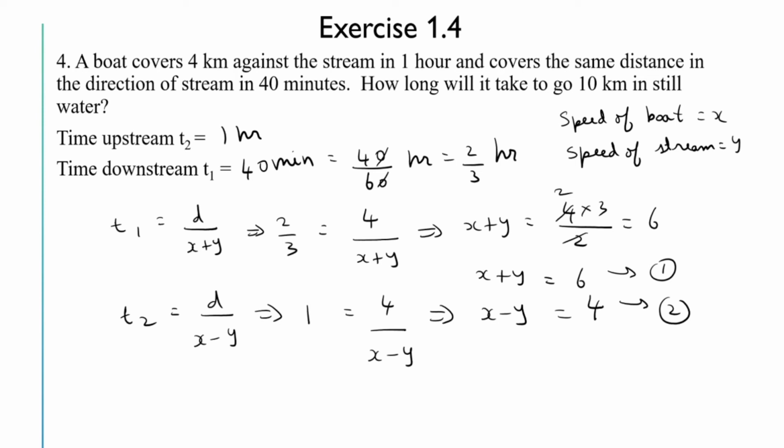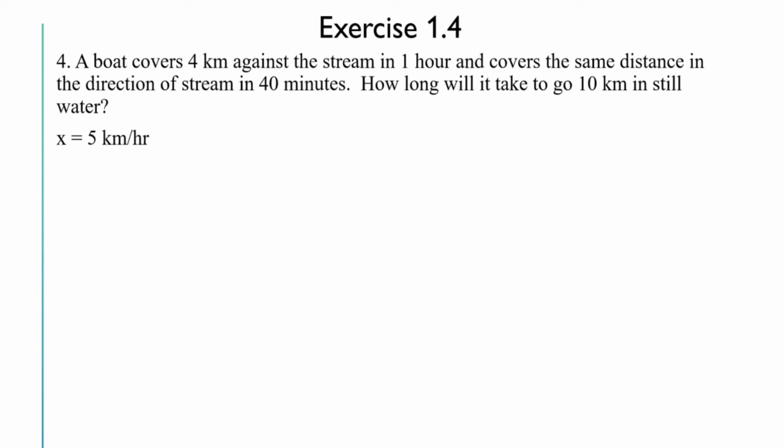Here they have asked how long will it take to go 10 kilometer in still water. So for this we need to find the speed of boat in still water, that is x. X we can find easily if we add 1 and 2. So if we add 1 and 2, we get 2x is equal to 10, or x is equal to 10 by 2, which is 5 kilometers per hour. We continue in the next page. So we have got x is equal to 5 kilometers per hour.